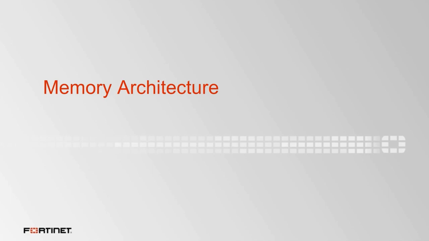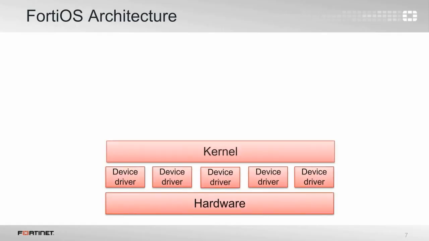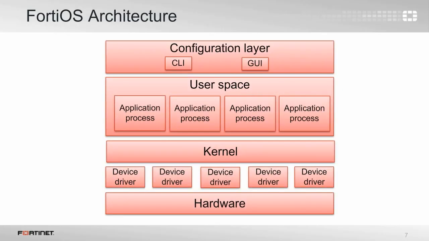Now you will learn about how FortiGate uses memory. To understand how the FortiGate uses its memory, you need to understand the architecture of FortiOS. The heart of FortiOS is its kernel. The kernel is where FortiGate makes some of the most basic and important decisions, such as how to route a packet, or when to offload a session to an MPU processor. FortiOS runs over hardware. The device drivers bridge the kernel with the hardware.